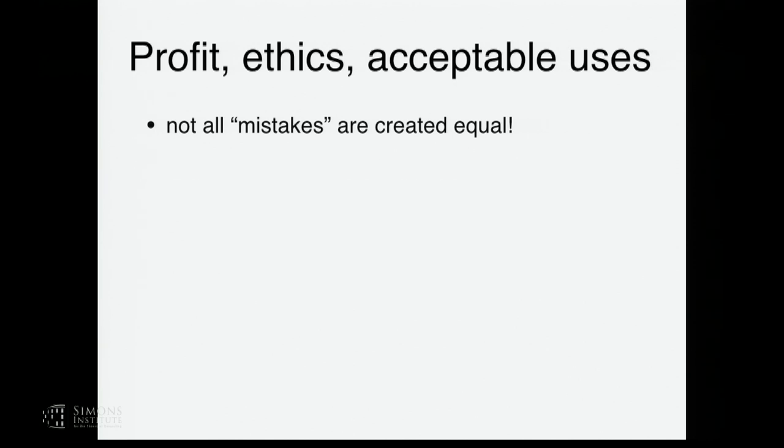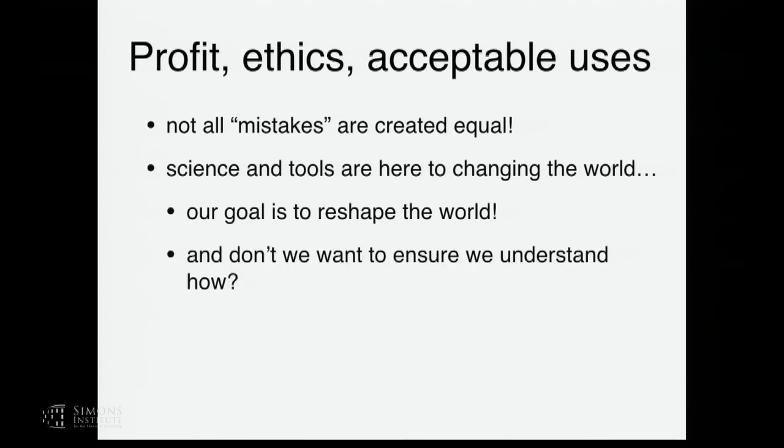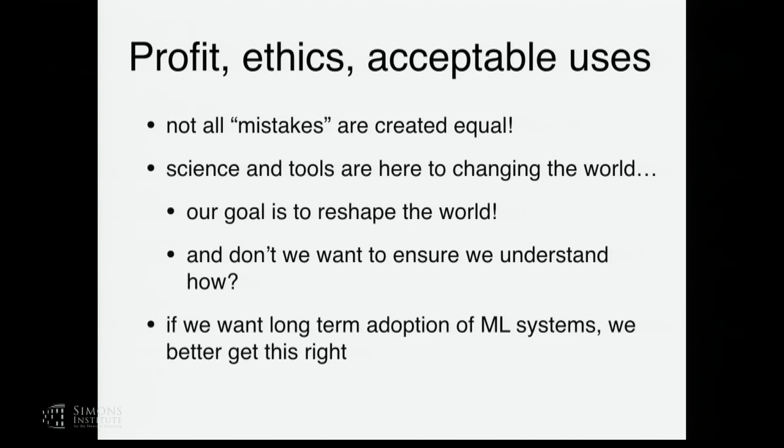Okay, so I'm just sort of hammering this home. Not all mistakes are created equal. And even if I'm just trying to convince you, some of the young computer scientists who haven't decided if this is a space you're interested in working in, I became a scientist because I care about changing the world, right? And I think a lot of people who call themselves scientists want to change the world. Don't we want to understand how we're changing the world? I personally would really like that. And also, if we want not a rejection of the systems we build, and revolts against large-scale machine learning systems that we build, I think it's really critical that we get this right.